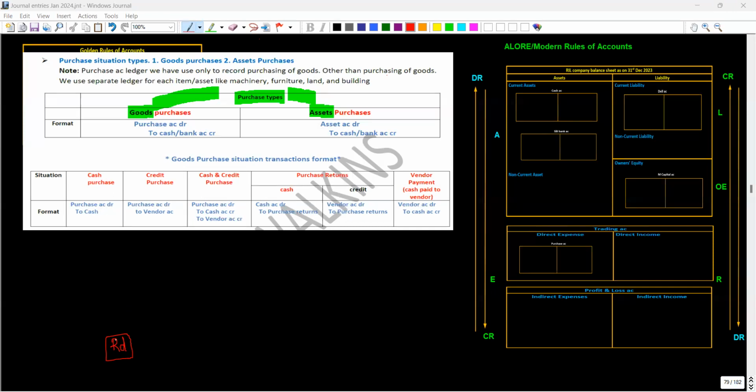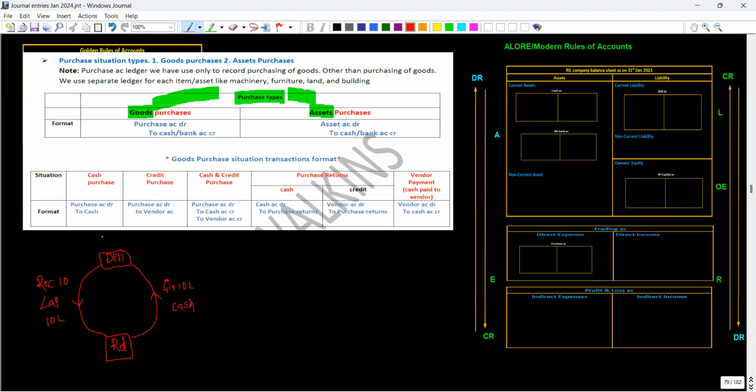Let's assume Reliance Digital is going to purchase goods, electronic items, from Dell company. Reliance is receiving the laptops, purchasing 10 laptops. The value is 10 lakhs rupees, and the company is paying cash. We are receiving laptops worth 10 lakhs rupees and we are giving 10 lakhs rupees cash.